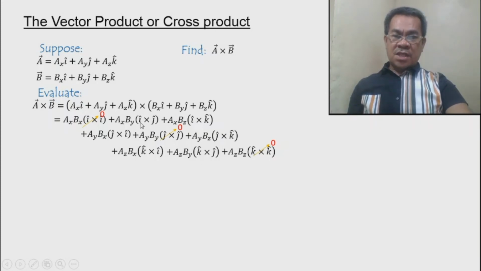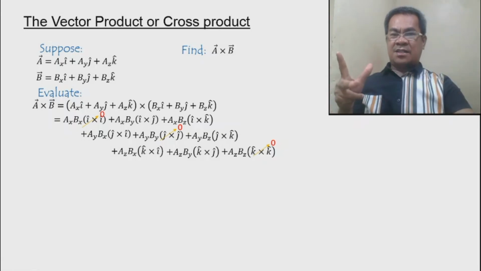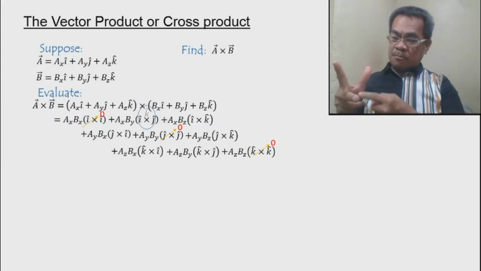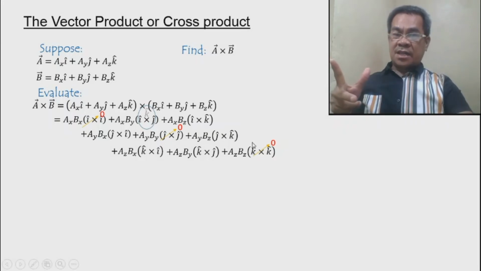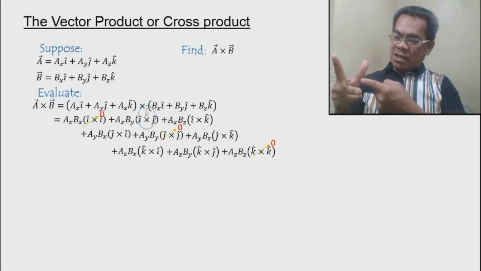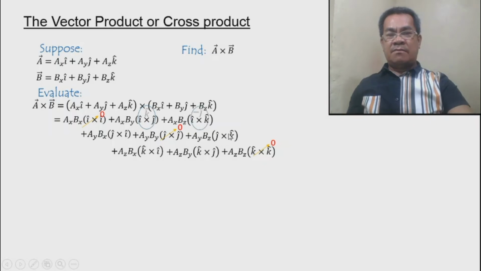Okay. What is I cross J? The answer is K. Now what is I cross K? This is clockwise, so it should be negative J. I cross K, the angle is in the clockwise direction, so the rotation should be in reverse. So it should be negative J for I cross K.